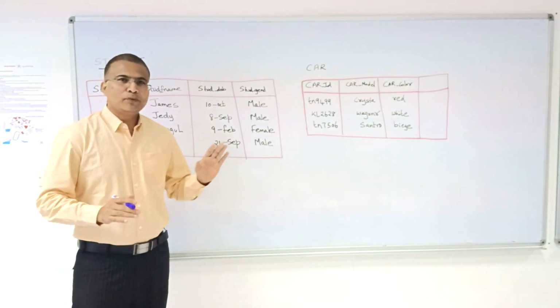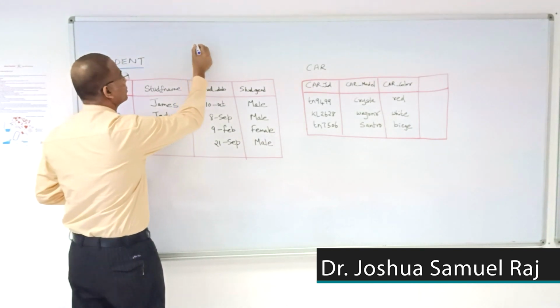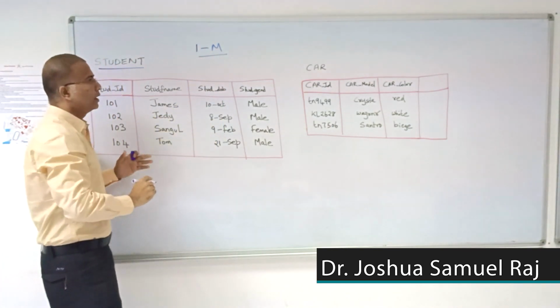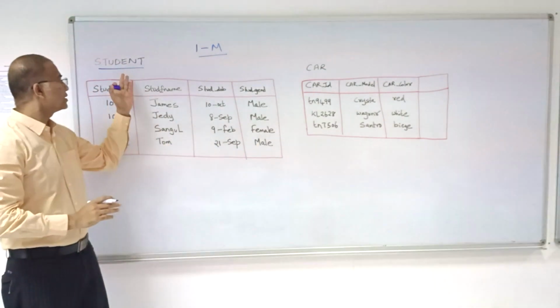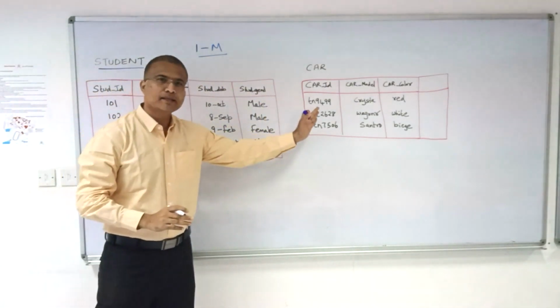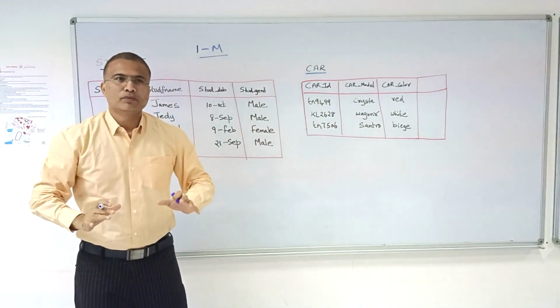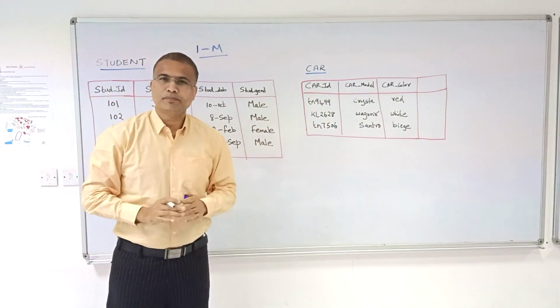Hi guys, now we are going to see the relationship of one to many. So we are going to illustrate a one to many relationship. In this scenario, we have two entities. The first entity is our student entity. The second entity is our car entity. So let us frame business rules before we do the relationship.